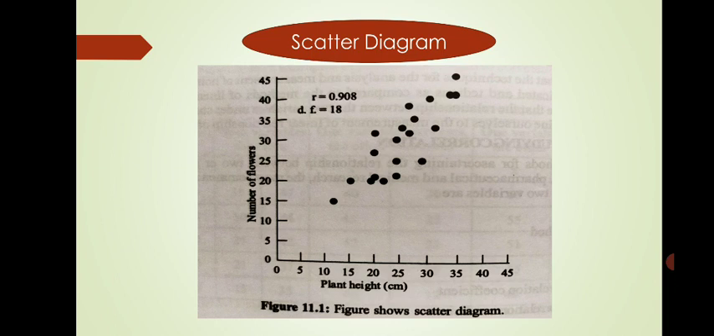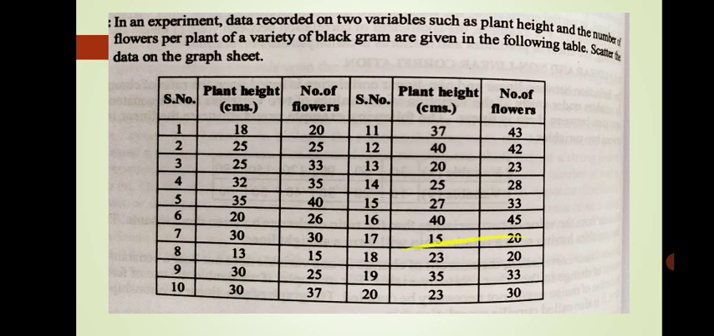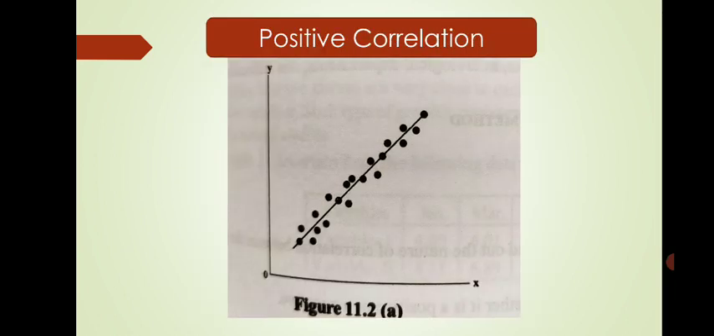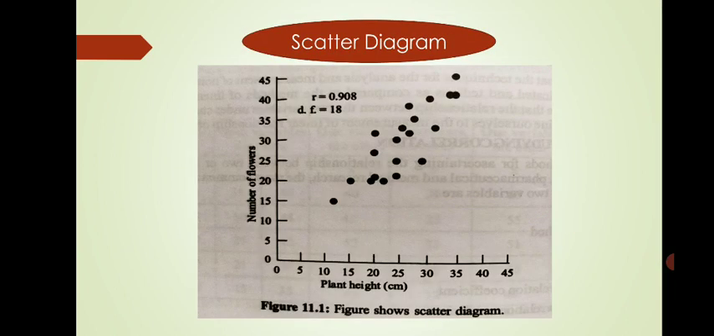Here, on the x axis the plant height is plotted, and on the y axis the number of flowers is plotted. If you plot the data mentioned in the table, you will find these points, and these points are scattered. These kinds of plots, this diagrammatic representation of data, is known as a scatter diagram.